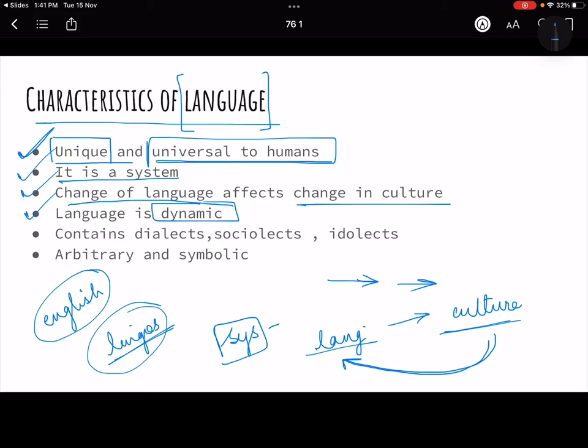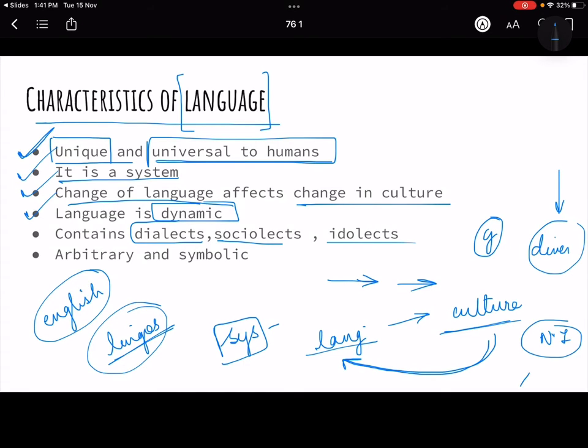Then language contains dialects, sociolects and idiolects. Dialects would be due to geography, due to different diversity, so much of diversity is there that everybody brings in their own flavors in language. For example, North Indian English sounds different from a South Indian because it is also influenced by their own dialects, the mother tongue, right? Then sociolect would be the language spoken in the context of the society.